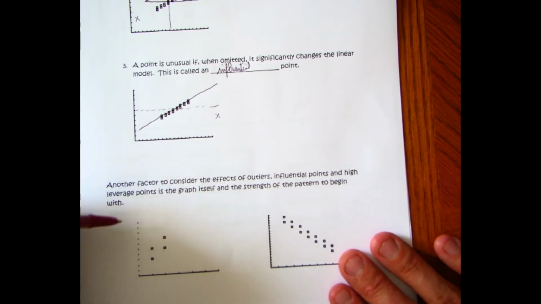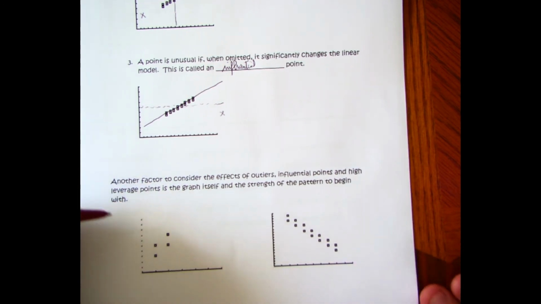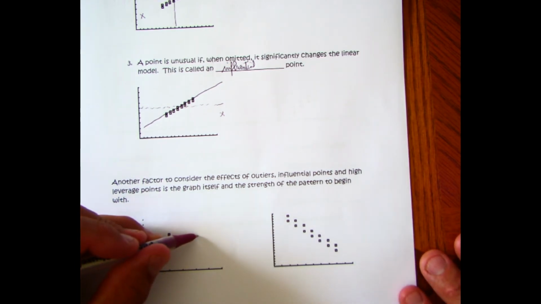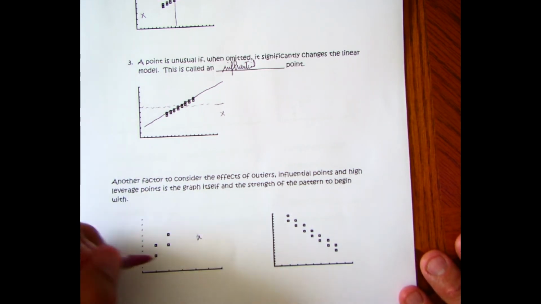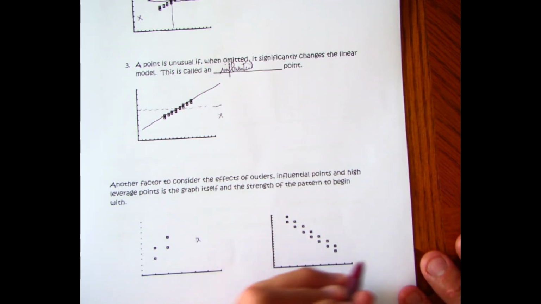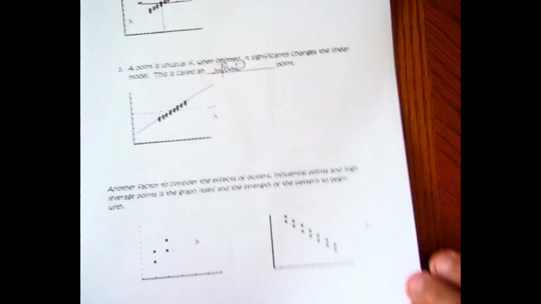Another factor to consider: the effects of outliers, influential points, and high leverage points on the graph itself, and the strength of the pattern to begin with. So it'd be very easy for me to influence this line. All I've got to do is put a point right there, and that's going to be an influential point. However, for this one, it's going to be really strong. So if I was to put an influential point, I'd have to put it up here like that, because that's a much stronger pattern than that one.